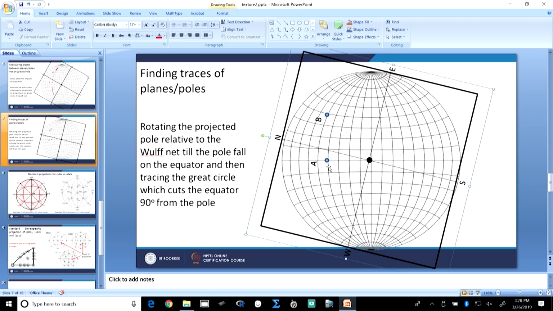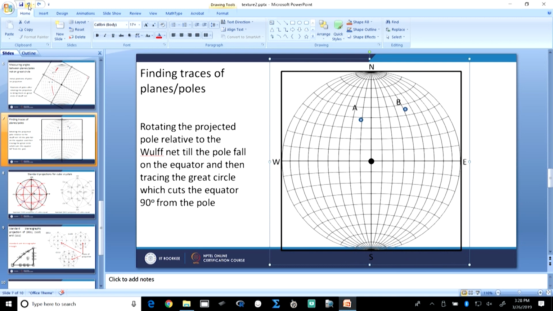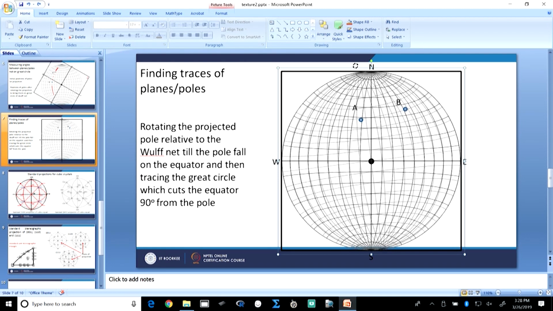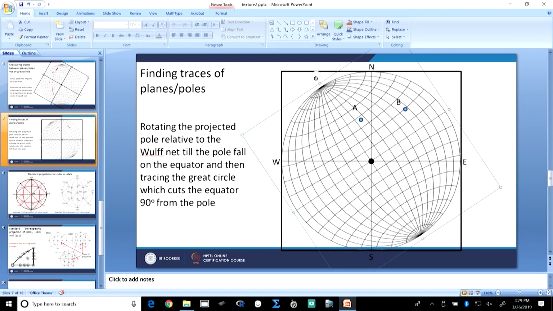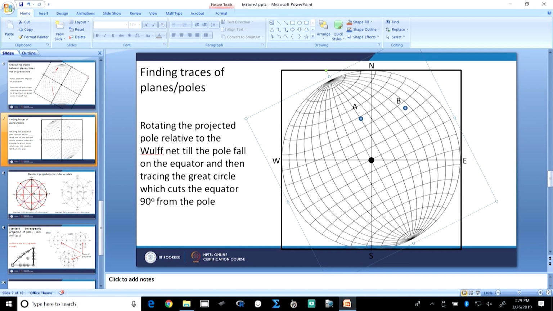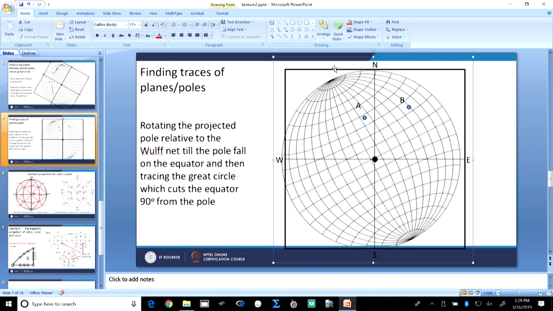I should have rotated the... so now I am rotating the Wolf net. Not able to rotate it.